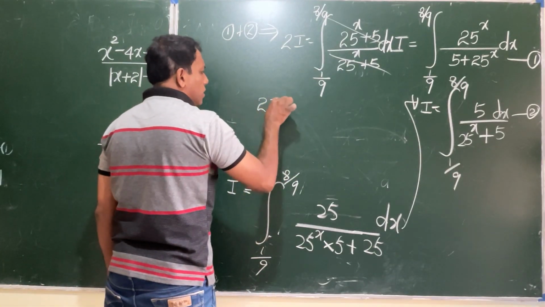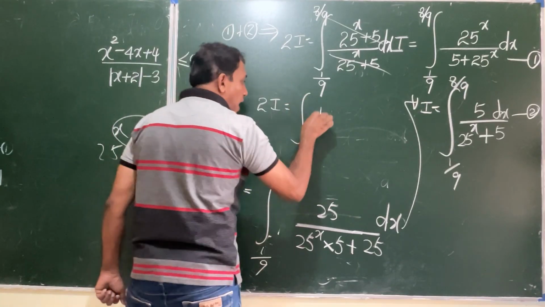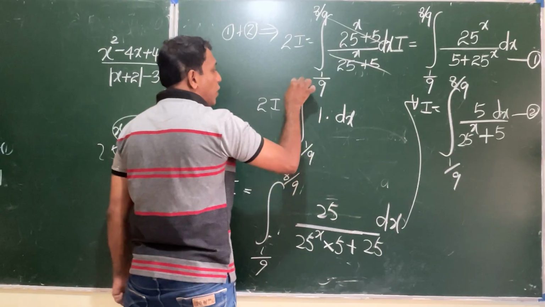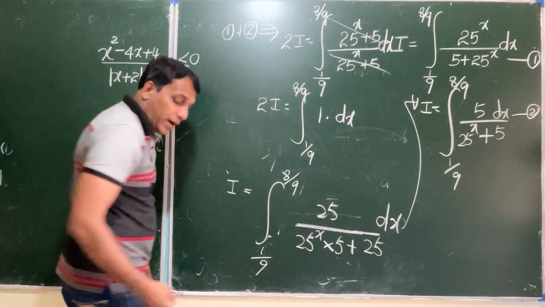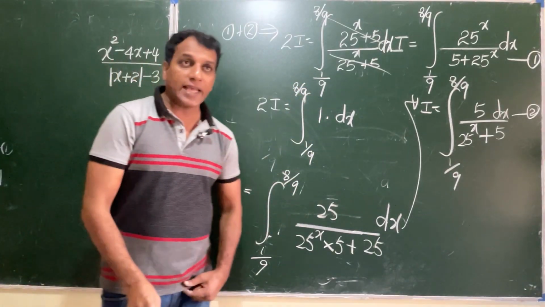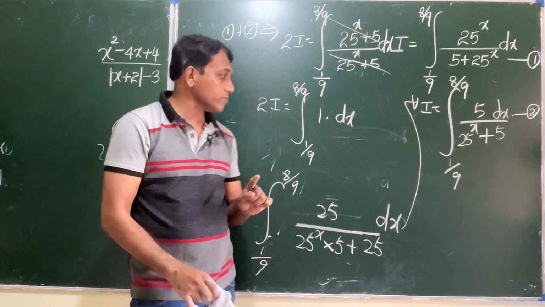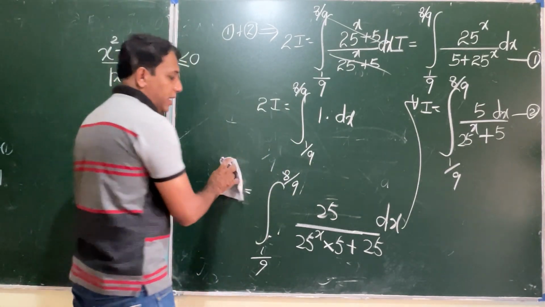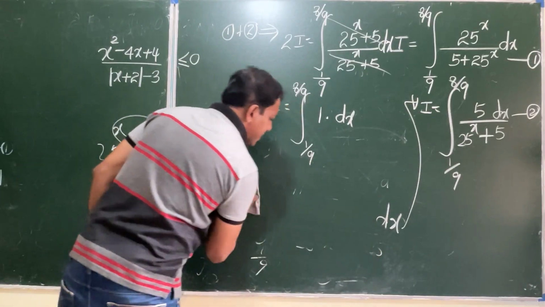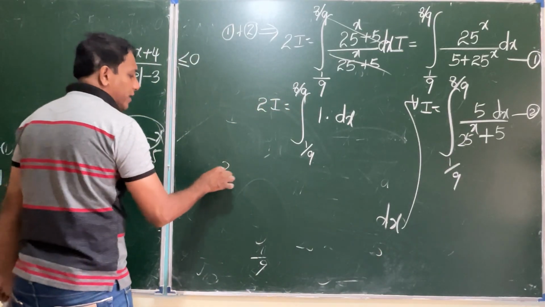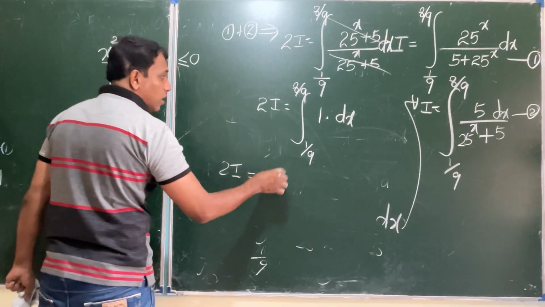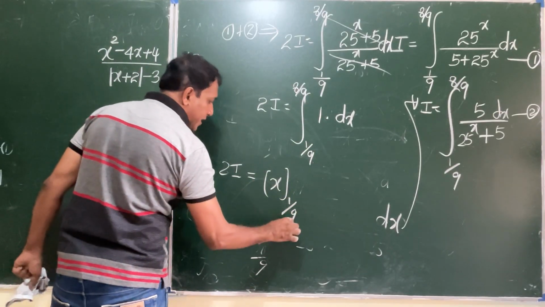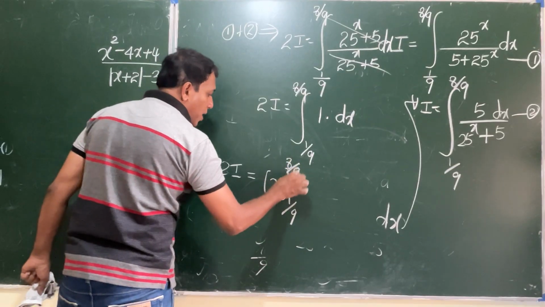2y equals the integral of 1 dx, with boundaries 1/9 to 8/9. You know the integration of 1 is x, since the differentiation of x is 1. Therefore, find the final answer: 2y equals x, with lower boundary 1/9 and upper boundary 8/9.